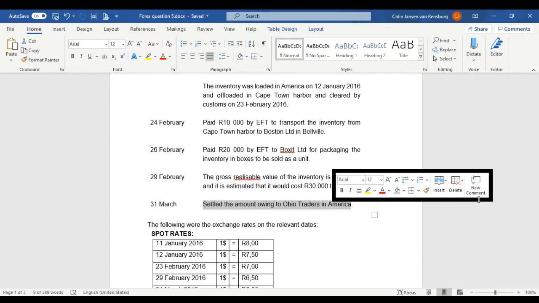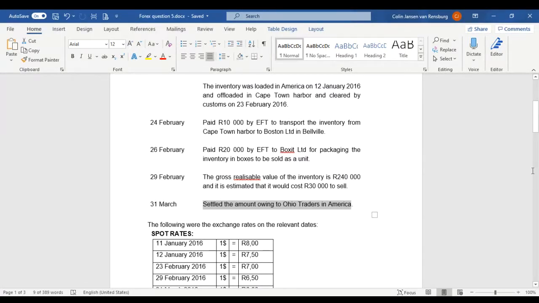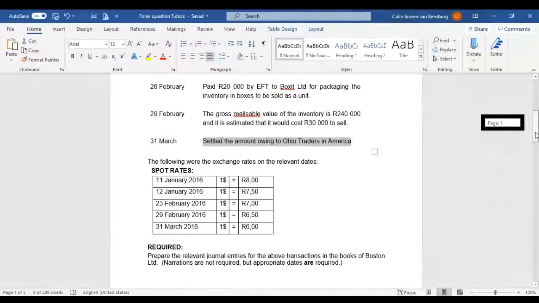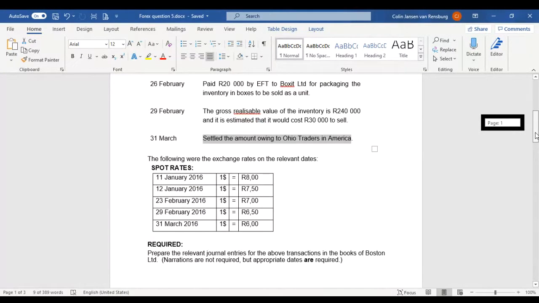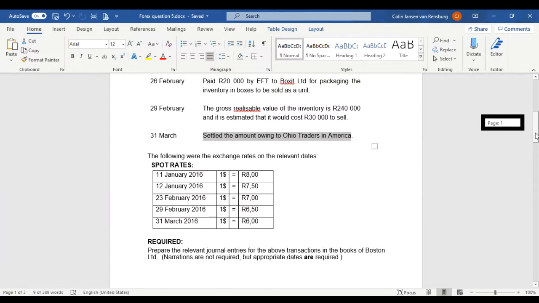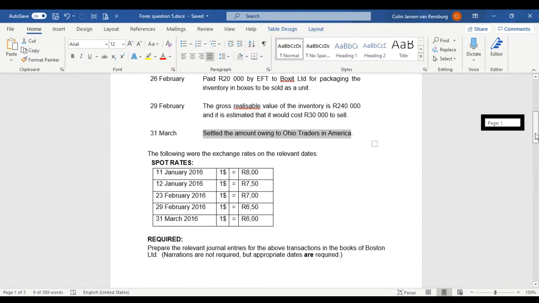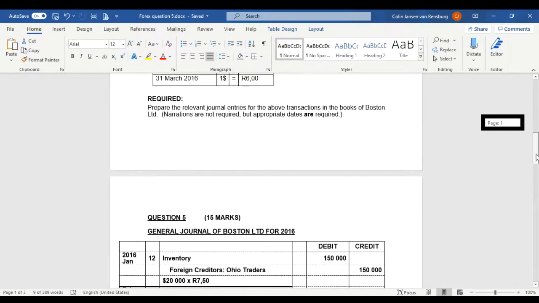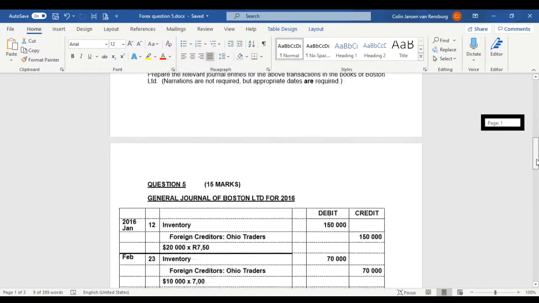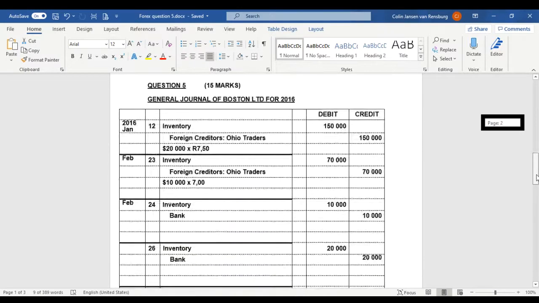Okay, so now we've got to go and record that, ladies and gents. So let's go and do that. I'm going to use a shortcut here. But this shortcut you can only use if you settle the amount in full. If you make a partial payment, you first have to convert the full balance on that foreign creditor to rand on the settlement date, and then thereafter you record the payment. But if you are paying it in full, then you can use a little shortcut. Anyway, in the previous classes you've seen how to convert the outstanding balance already, more than once. So I'm going to do the little shortcut in this case.